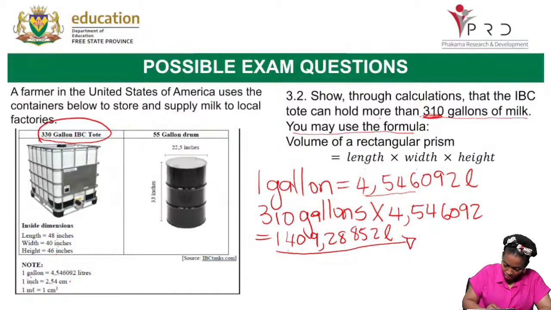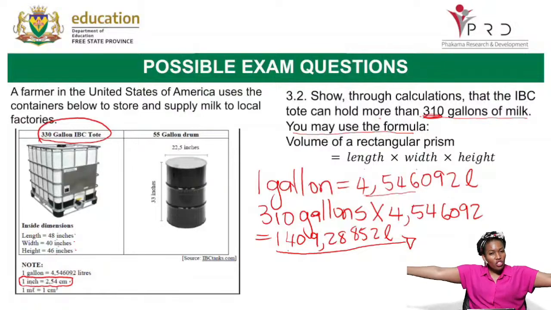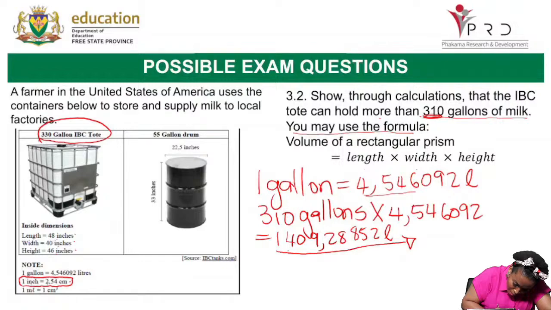But before I can calculate my volume, I need to convert the length, the width, and the height. The conversion factor there is 1 inch equals 2.54 centimeters. Again, an inch is bigger than a centimeter, meaning if I'm converting from inches to centimeters, I have to multiply. We multiply by 2.54. So the length, we must multiply by 2.54. The width, we must multiply by 2.54. The height, we must multiply by 2.54.